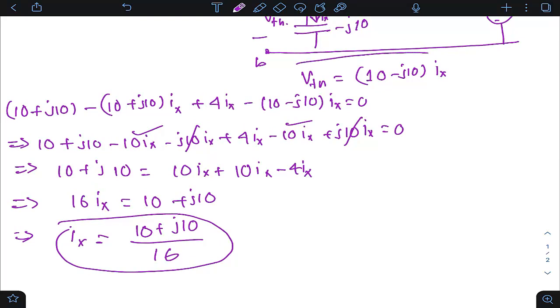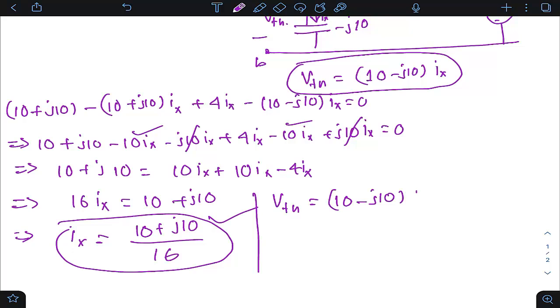But if you see, this is your VTH. If I ask you what is VTH, VTH is 10 minus J10 into Ix. So let us substitute this value, which is 10 plus J10 divided by how much? 16.